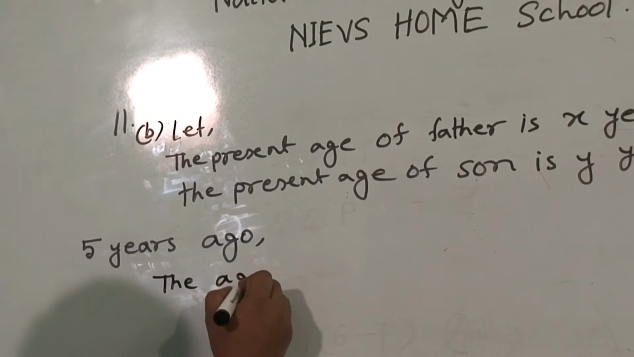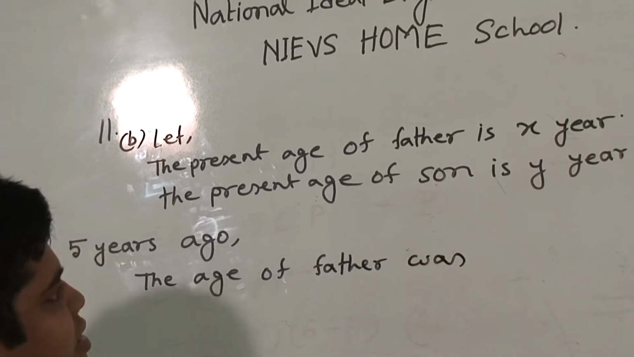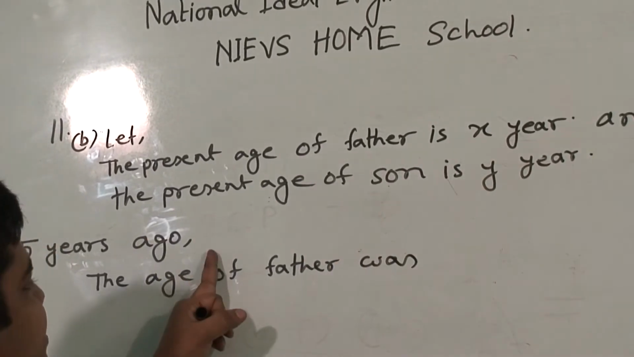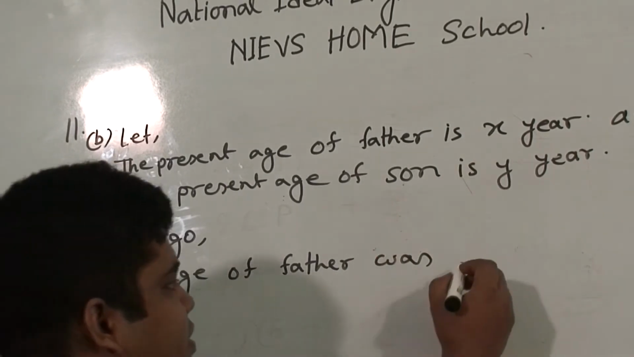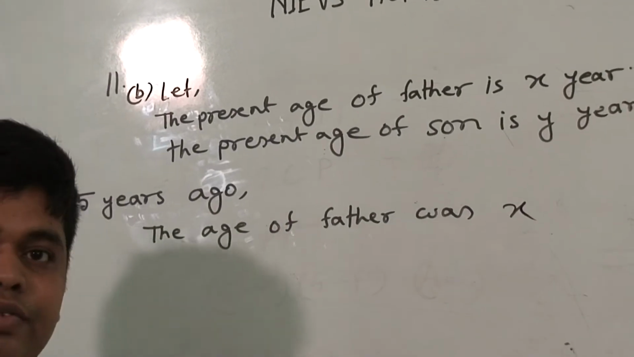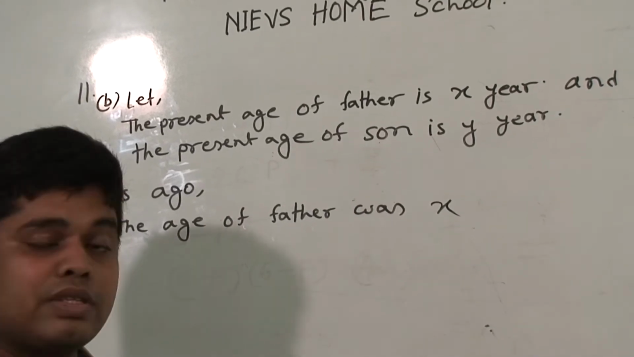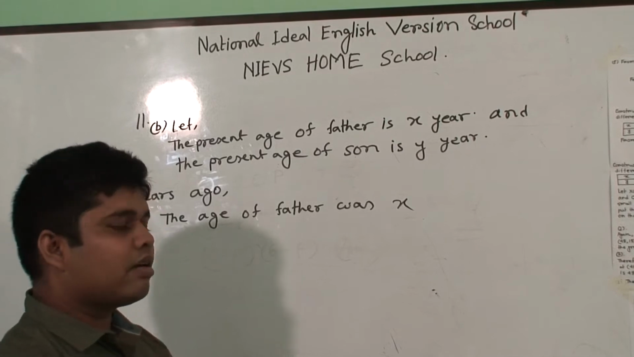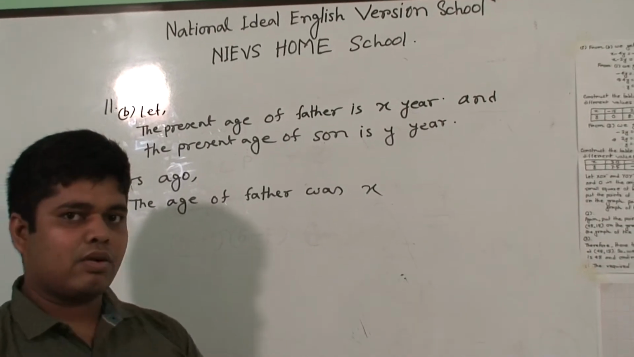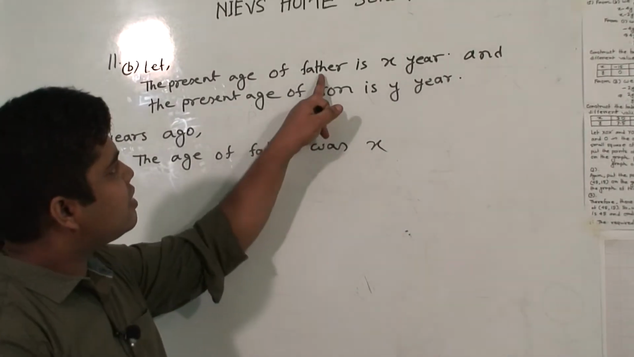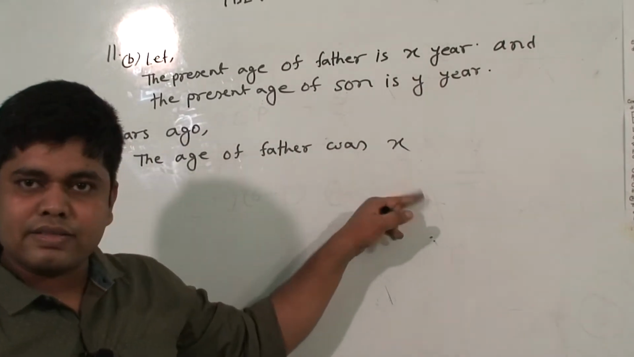The age of father was, present age is x years. So 5 years ago, the father's age was how much? It will be x minus 5. Suppose your present age is 12 years. Now if I ask you what your age was 5 years ago, then it will be 12 minus 5, that means 7. That means 5 years ago your age was 7 years. Just like this, father's present age is x years. So 5 years ago the age of father will be x minus 5.